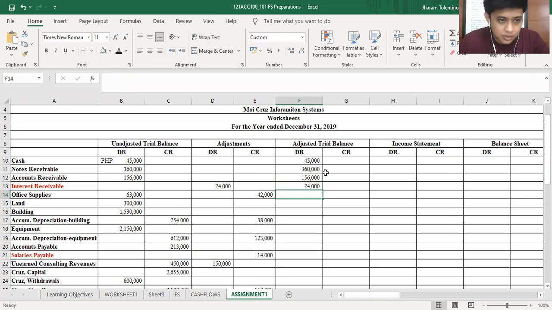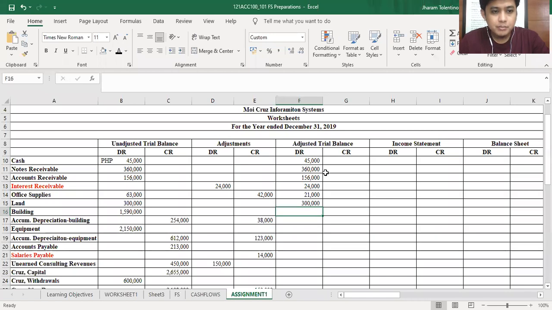Next is office supplies of 63,000. Debit and a credit of 42,000. So debit, credit, deduct, right? Okay, so that's 63 minus 42. 21,000. Ang gagawin mo na lang, alin yung side na mas malaki, doon mo siya ilagay. So in this case, that's debit. We have 21,000. Next, land 300,000 debit. Just copy.